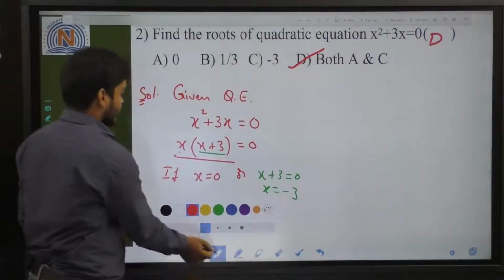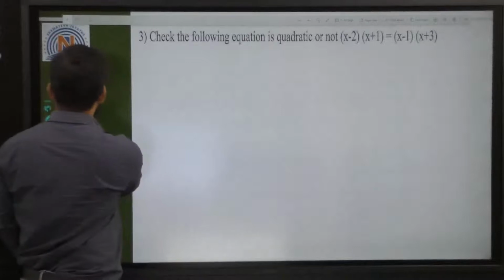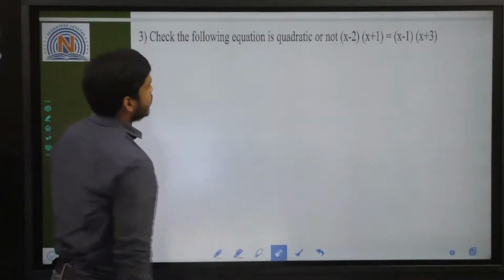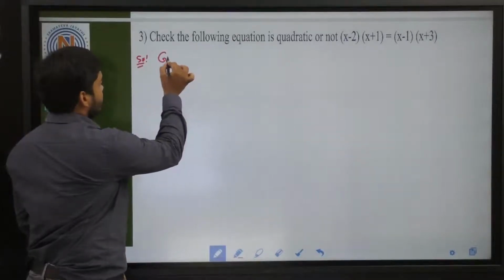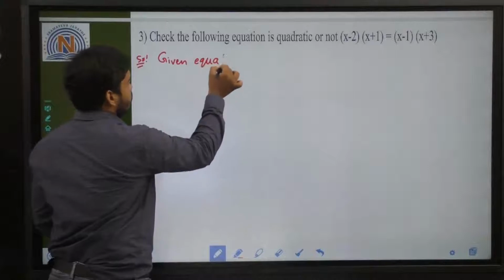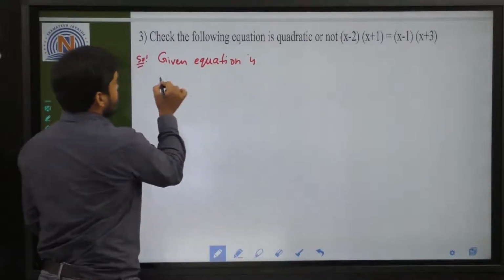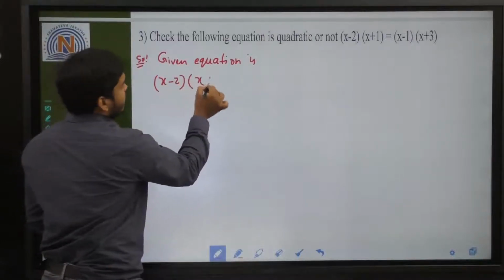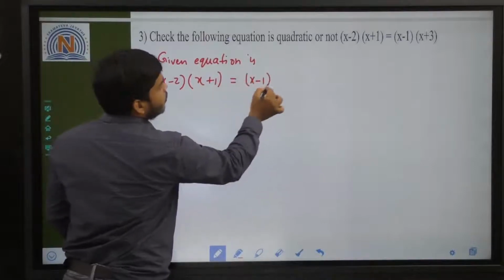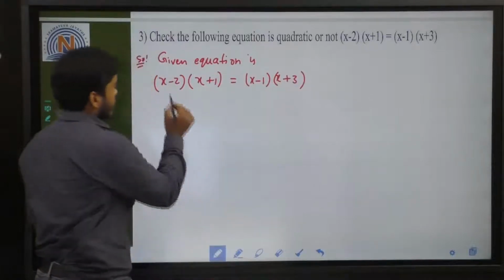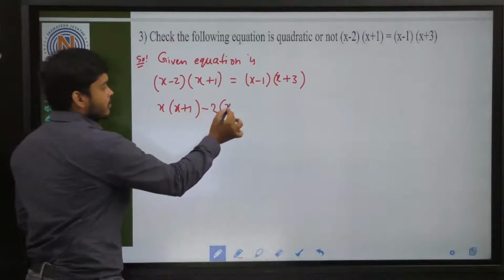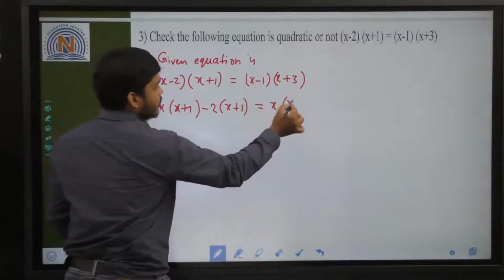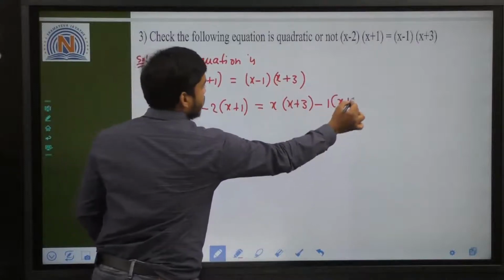Now coming to the next one. Check whether the following equation is quadratic or not. So the given equation is x minus 2 into x plus 1 which is equals to x minus 1 into x plus 3. See here, x into all the terms, x into x plus 1, and next one is minus 2 into x plus 1 which is equals to x into x plus 3 minus 1 into x plus 3.